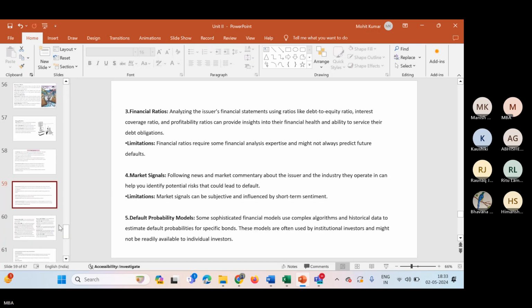Now you have another important point, which is financial ratios. Financial ratios also help you in analyzing the financial situation of a company. Most importantly, the debt to equity ratio or interest coverage ratio. Debt to equity ratio tells you how much debt is there as compared to equity. The higher the debt compared to equity, the higher the default probability, because it indicates that the company is running heavily on leverage, heavily on debt or loans. And if something happens, the company may go into default.